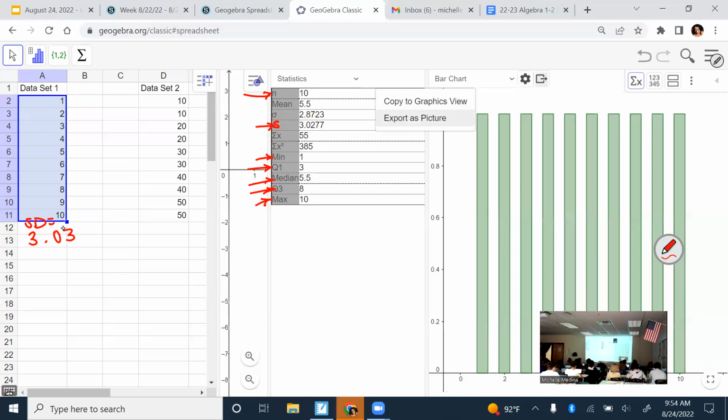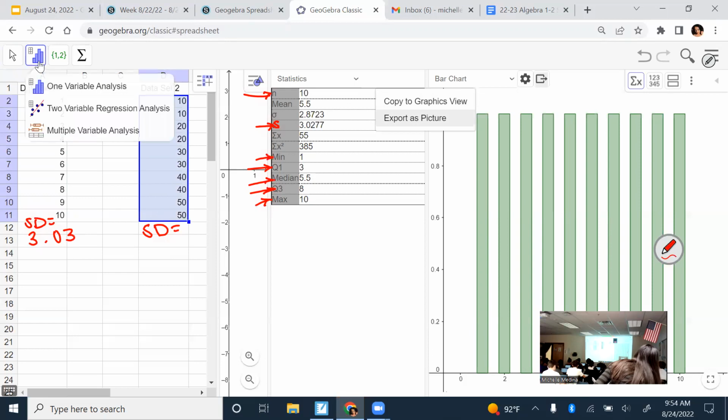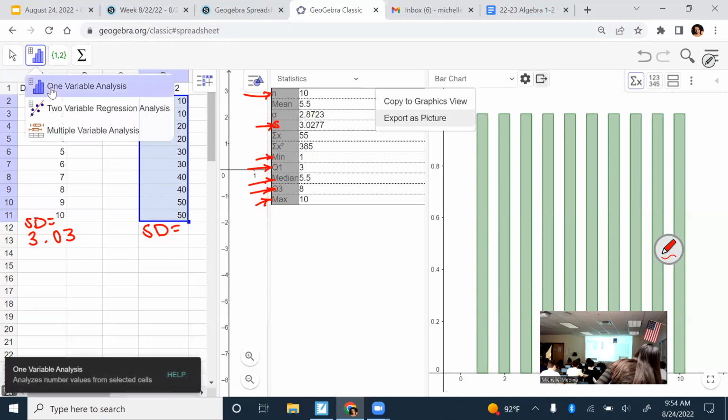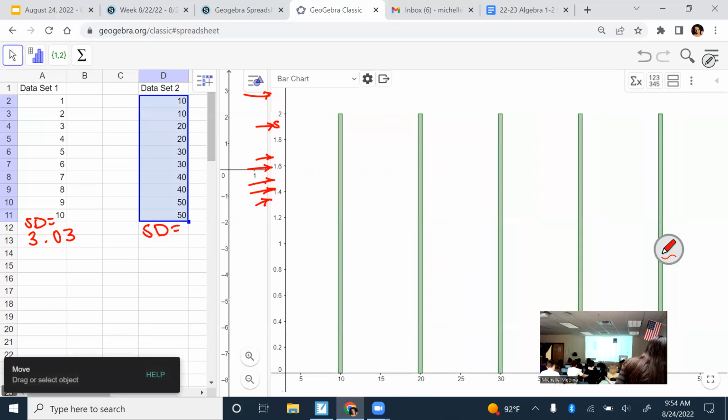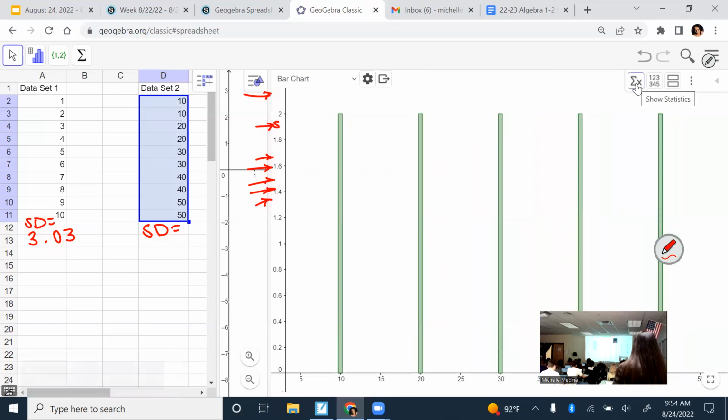So now do the same thing, find the standard deviation for data set 2, which you should hopefully have typed in. It won't show it for you. Okay, try it again and make sure the bar chart shows up. You guys try again, highlight it, press this thingy, the histogram, one variable analysis. You should get something like this first, and then you click show statistics.